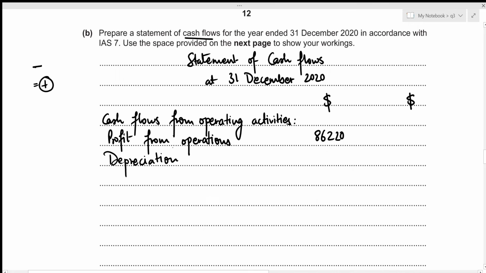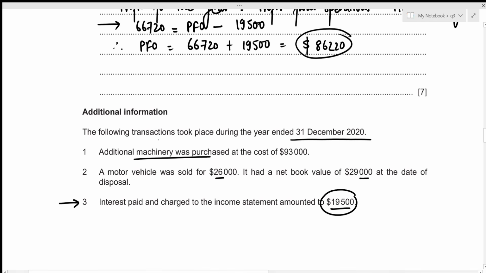Let's have a look above. We are told that additional machinery was purchased in this year. So this is of 93,000. And a motor vehicle was also sold, which had the net book value of 29,000. We need to remember this.